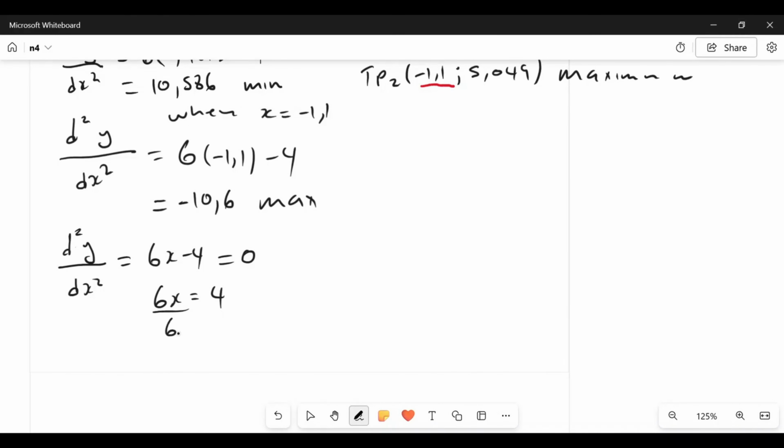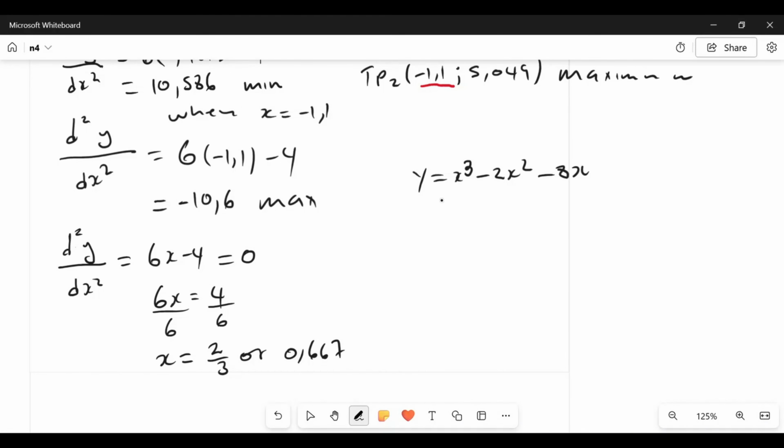And then we divide by 6 there, we divide by 6 there. So x is actually equaling to 2 over 3 or 0.667. So this is our x coordinate for the point of inflation. Now, the y coordinate, we're still going to have to take the original equation. Our original equation, we have y is equaling to x cubed minus 2x squared minus 8x. So this is our original equation.